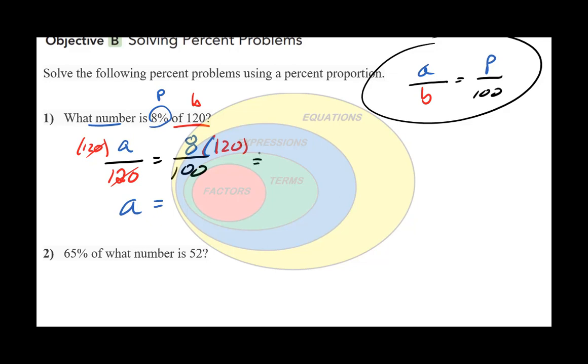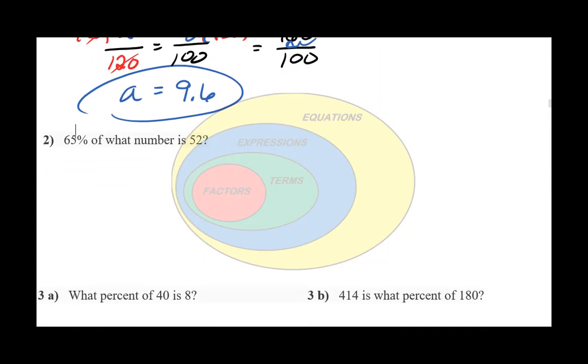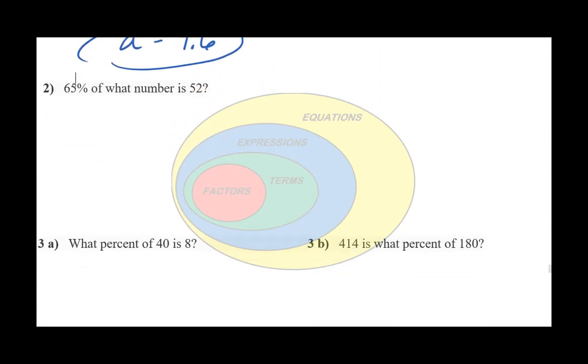So this would be equal to 8 times 120, which would be 960, and then divided by 100. And to divide by 100, we just have to move the decimal place back to the left 2 places. So A would equal 9.6. Again, we could use our calculator on this, but I kind of want to show us how to manipulate those fractions.